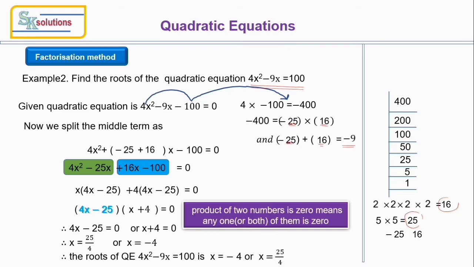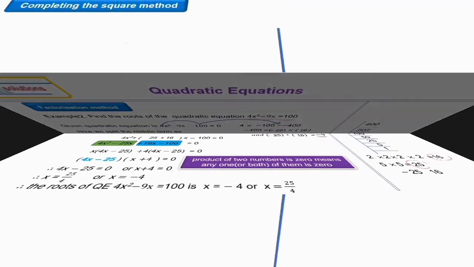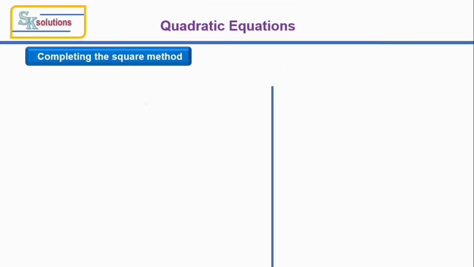We will move on to the second method, which is the completing the square method. I will explain this by taking an example to find the roots of a quadratic equation: x square minus 6x plus 3 is equal to 0.